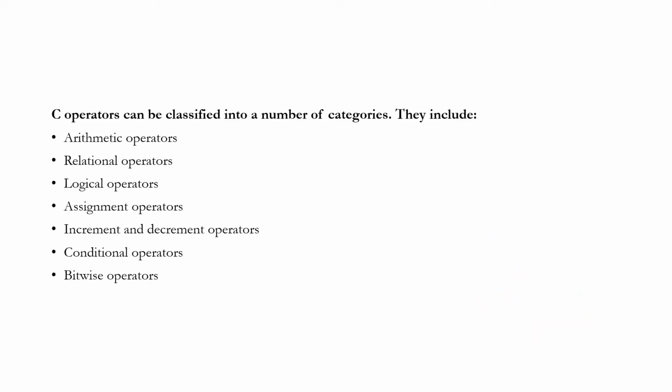Operators can be classified into a number of categories. One is arithmetic operators, then relational operators, logical operators, assignment operators, increment and decrement operators, conditional operators, and bitwise operators. So these are various types of operators. We will learn them one by one.